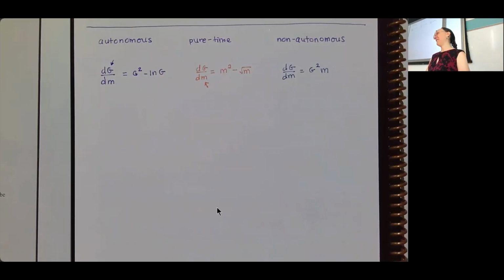Yeah. So when we're looking at identifying the autonomous, pure-time, and non-autonomous, is that for the actual function or the derivative? It's for whatever they give us as the differential equation. So let's take a look at some more examples here.